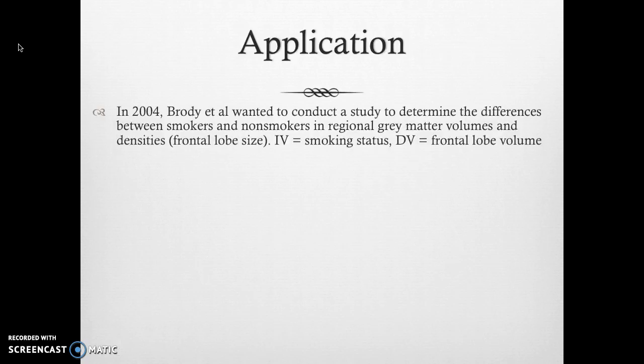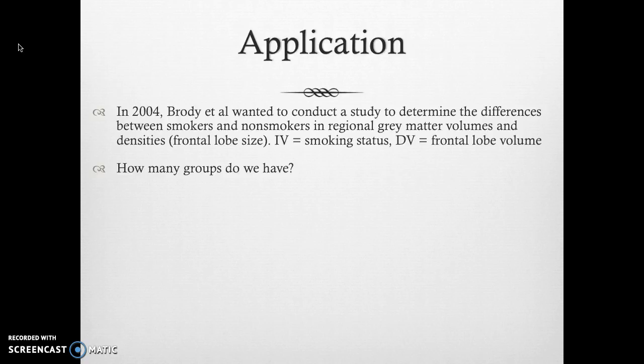In 2004, Brody et al. wanted to conduct a study to determine the differences between smokers and non-smokers in regional gray matter volumes and densities. Our identified study variables are smoking status, which is our independent variable, and frontal lobe volume, which is our dependent variable. In order to determine which t-test to use, let's examine the following.